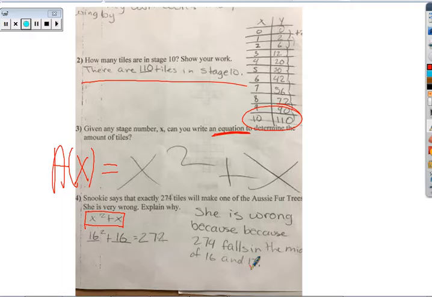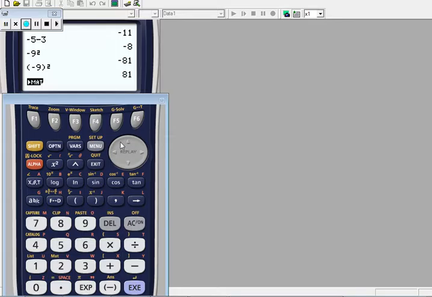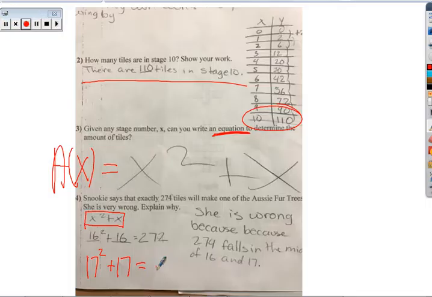I think one thing that would make this response a little bit stronger would be to also show us that it actually is in between there. That's not going to take you too long to do: 17 squared plus 17, and then you could all of a sudden say, oh yeah, because stage 17 is in fact 306. So it definitely falls in between 272 and 306. There are no decimal stages, so it doesn't make any sense. That would be a really good description.